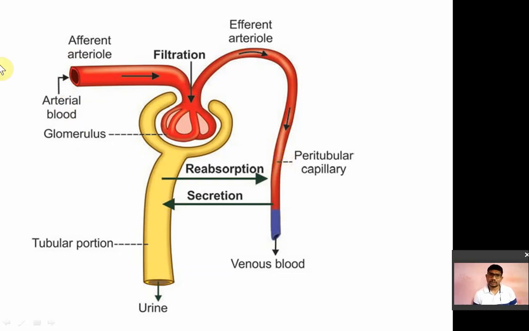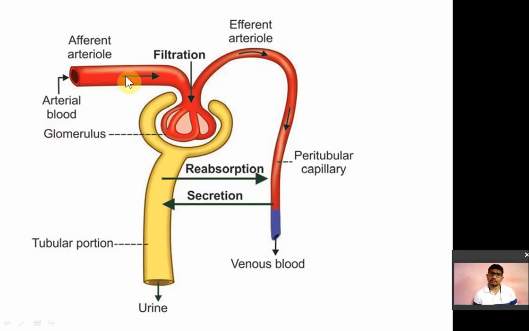Now, if you see carefully over here, the diameter of the afferent arteriole is a little bit wide, and the diameter of the efferent arteriole is a little bit narrow. So due to the difference in the diameter of these two arterioles, what happens? There is a generation of pressure in the glomerulus, and that pressure is a driving force for ultrafiltration.